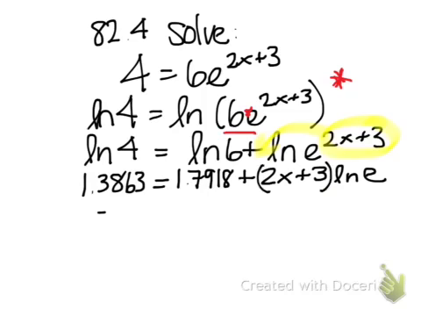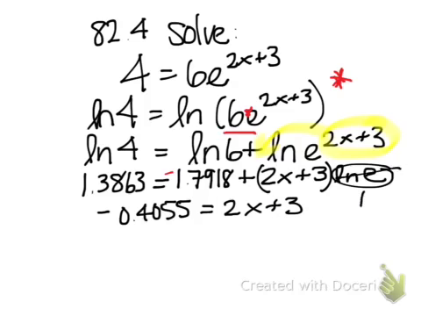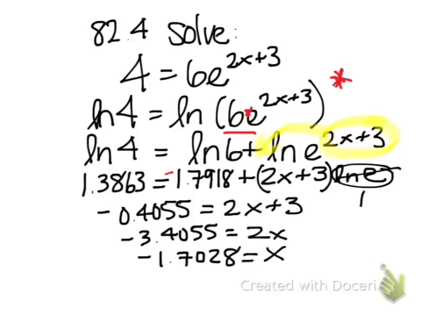Okay, natural log of e is going to cancel out, or actually what we're going to do is we'll subtract that 1.79 from 1.3, we get negative 0.4. 2x plus 3, the natural log of e cancels out. Solve for x. We get negative 1.7028. And that's it.